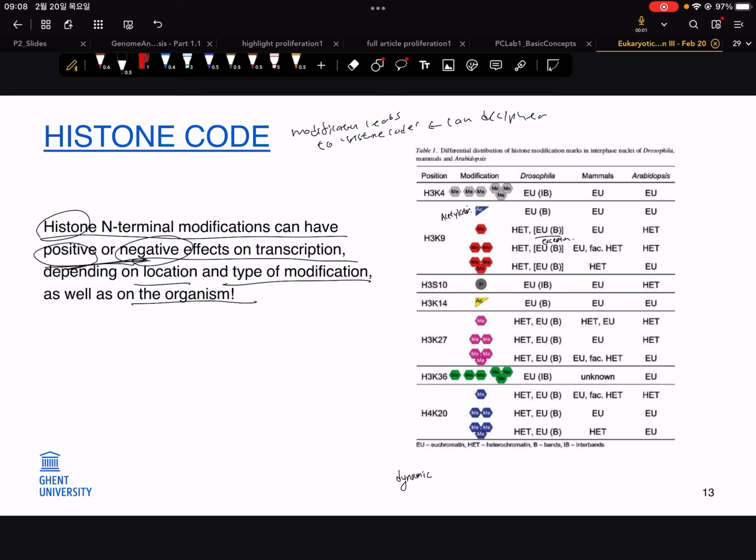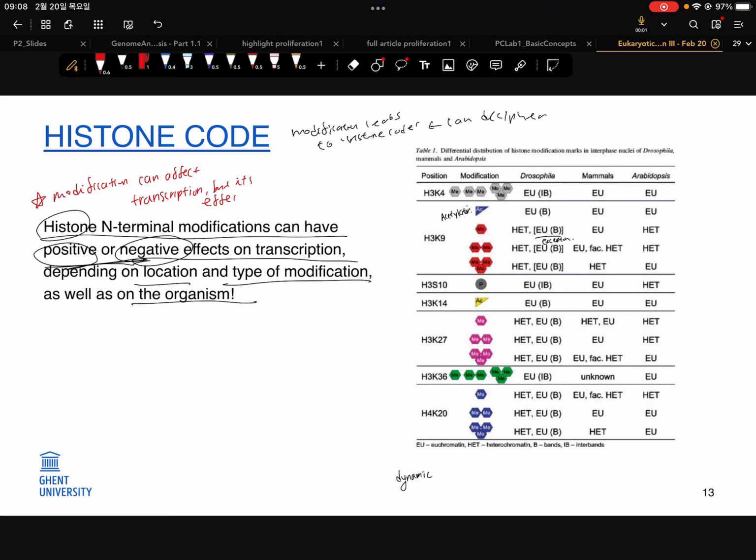Of course, again, you don't have to study this because it doesn't make sense to study it. I'm sure there are already multiple exceptions to that. It's just an illustration. I find it very important that you know that those modifications can have an effect on transcription, but that the effect depends on multiple things: on the type of modification, on their location, and even on the organism that you are studying.